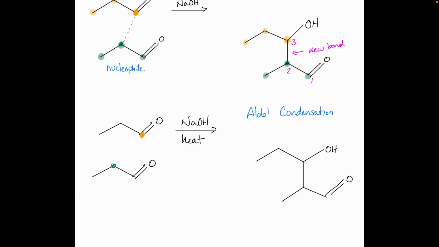aldol addition reaction, but it's the addition followed by what's called a dehydration, which is where we're going to lose this alcohol group and a hydrogen from this carbon here and form a double bond. Our alkene is our dehydration product, so boom.